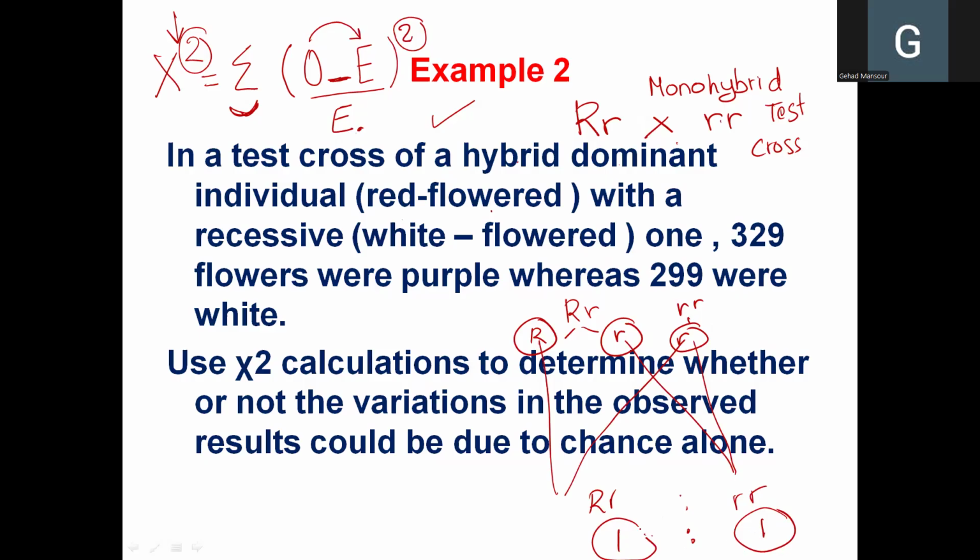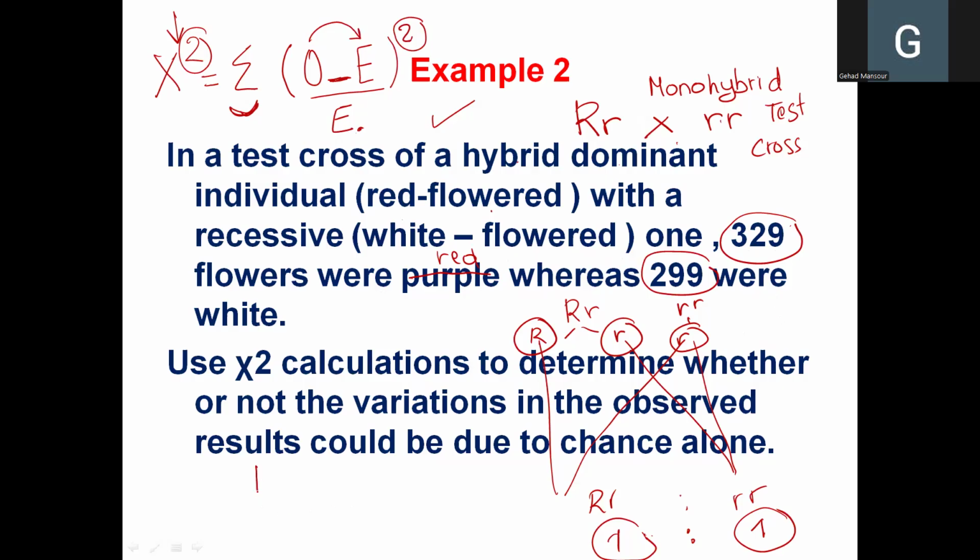But there remains one important step, which is to transform this genetic ratio 1:1 into a numerical value. So here we have, it should be red, not purple. So we have the number of red flowered plants is 329, and the number of white flowered plants is 299.